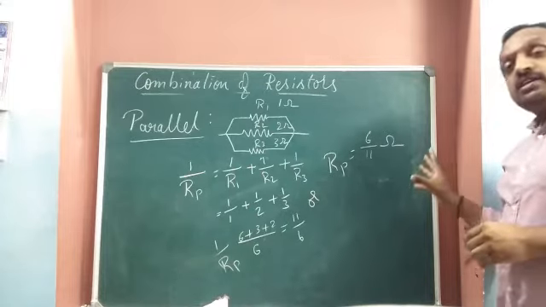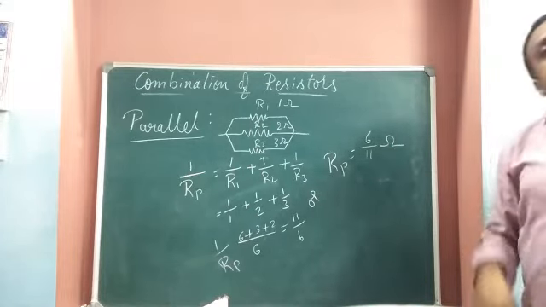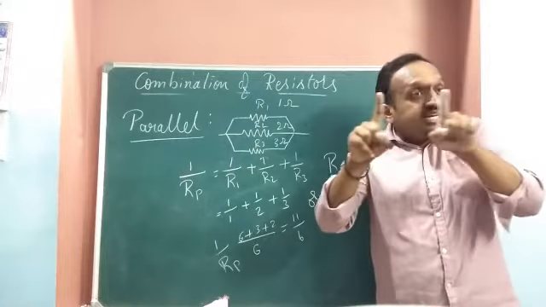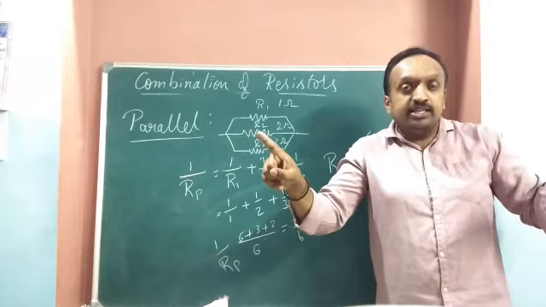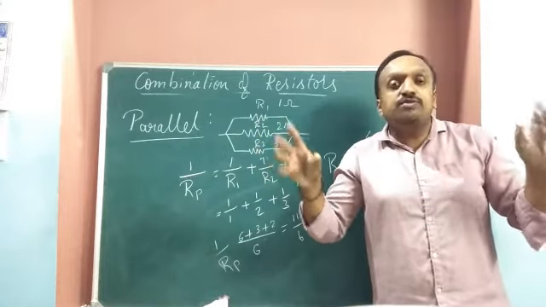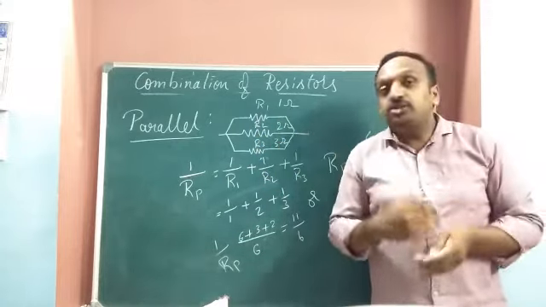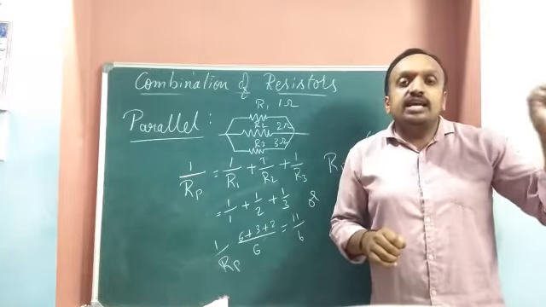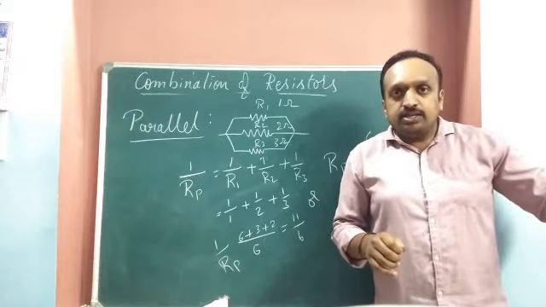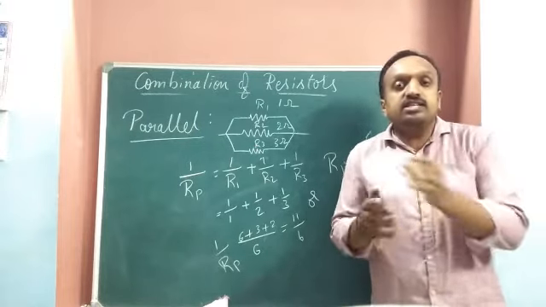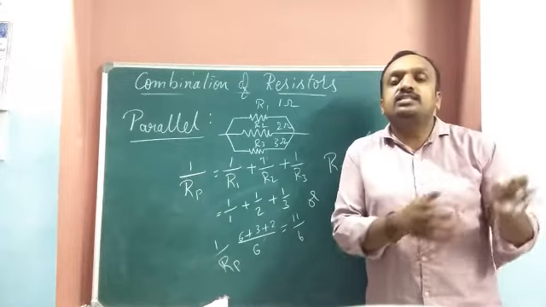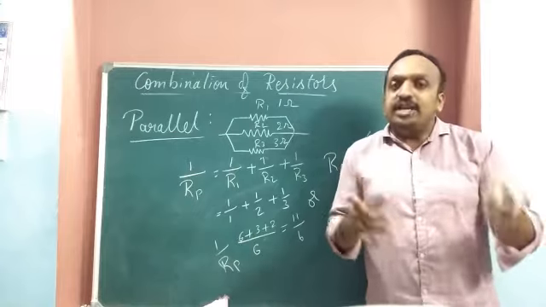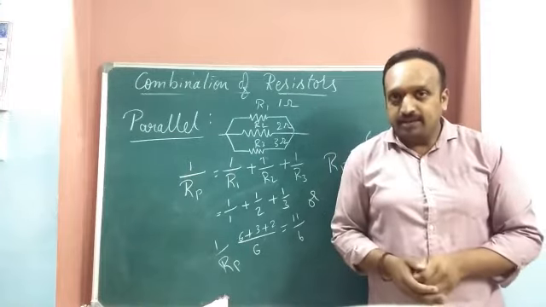By observing these examples, it is very clear that when the resistances are connected in series, the total resistance in the circuit will be more compared to that of the resistances connected in parallel. So the total resistance in a circuit when connected in series is more than the total resistance when connected in parallel.